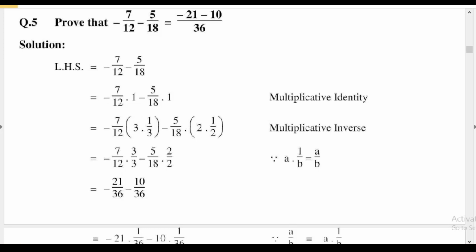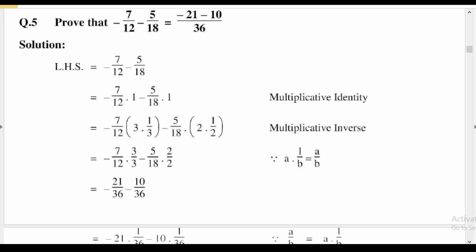So minus 7 divided by 12 dot 1 minus 5 divided by 18 dot 1. So 1 is the multiplicative identity. So the multiplicative identity can also be applied in the form of 3 dot 1 divided by 3, next 2 dot 1 divided by 2. Minus 7 divided by 12 dot 3 divided by 3 minus 5 divided by 18 dot 2 divided by 2.